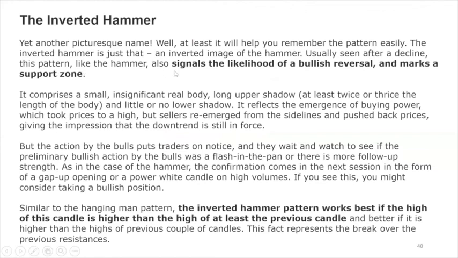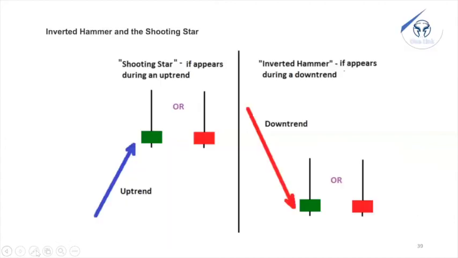This pattern, like a hammer, also signals the likelihood of a bullish reversal or marks a support. That means a mark or support zone. So it gives you a mark of support. If there's no tail, if you have this kind of candle, that means it's marking the support zone. What is marking the support zone? That's why I said you need to use your imagination. It is creating a support zone without a tail. That means a strong support zone.